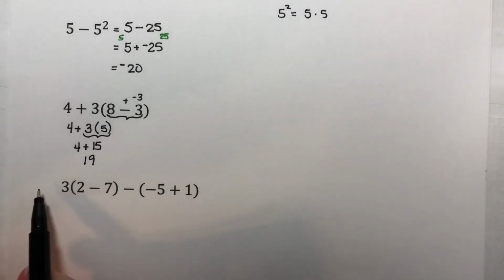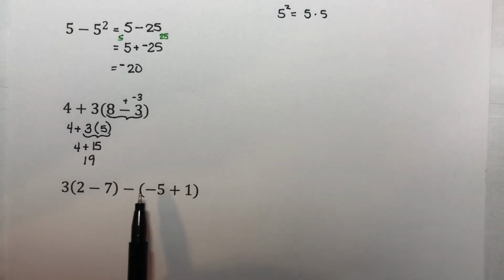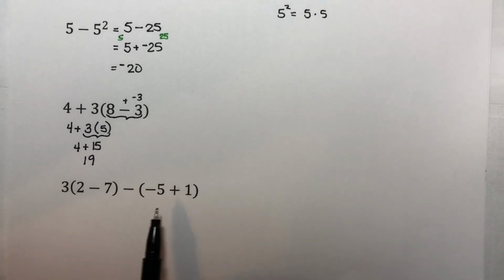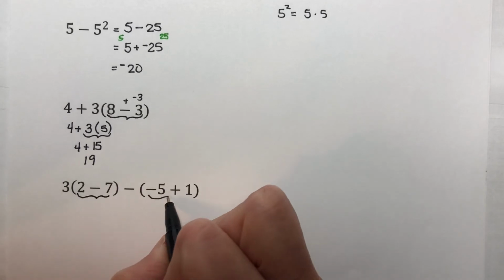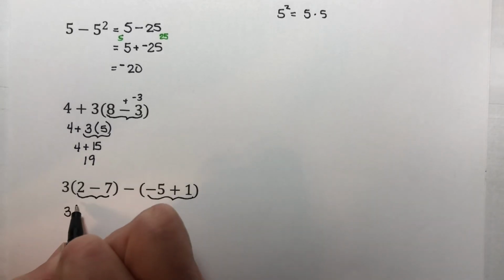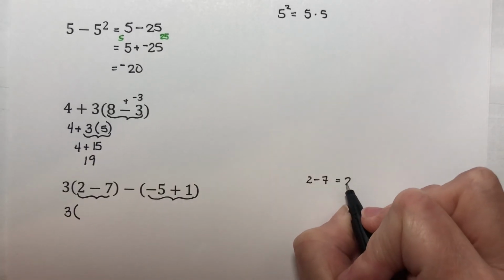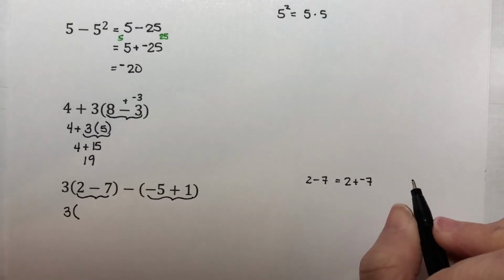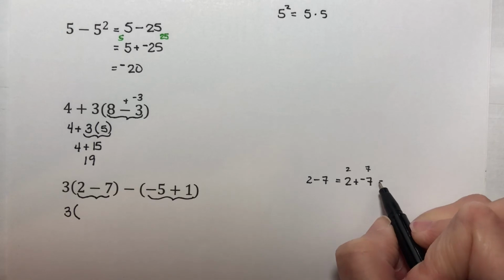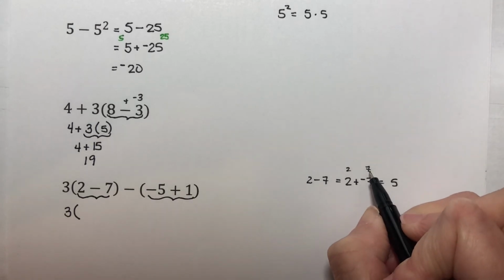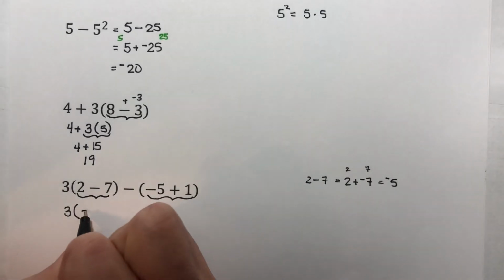Okay. This one, 3 times 2 minus 7 minus negative 5 plus 1. We need to simplify inside the parentheses first. 3 times. What is 2 minus 7? Well, that's the same as 2 plus negative 7. These are opposite signs, so we talk about their absolute values. 7 minus 2 is 5. The 7 was a larger absolute value. It was negative, so that's negative. So 2 minus 7 is negative 5.